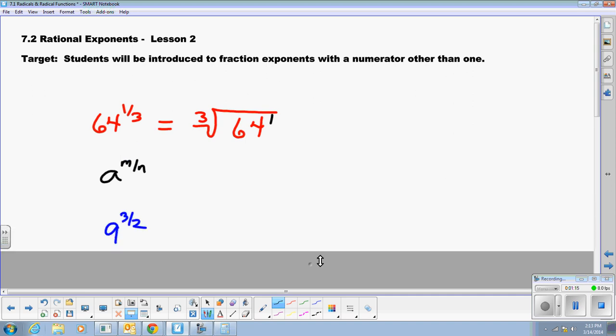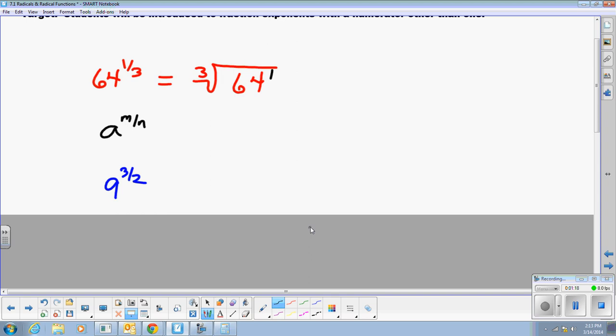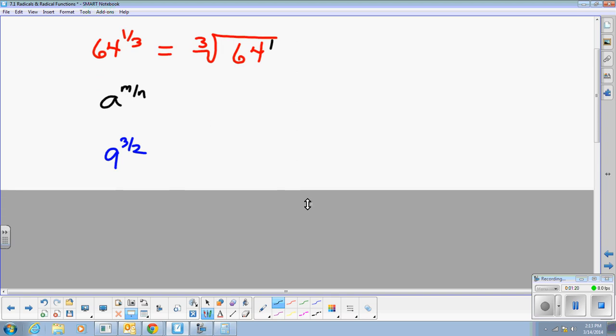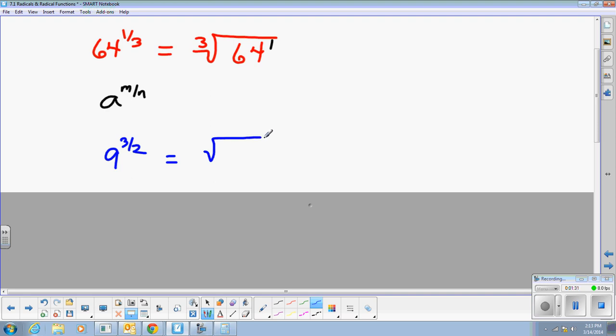So let me show you an example. Here's one: 9 to the 3/2 power. So how do we deal with this one? You know from your past work in lesson 7.2 that because it's 2 in the denominator, I'm actually asking for a square root here. So I'll make my square root symbol. You know also that you would have taken this 9 and put it underneath here. Now, based upon what I was showing you up here, from 64 to the 1/3 being the cube root of 64 to the first power, this is the square root of 9 to the third power.